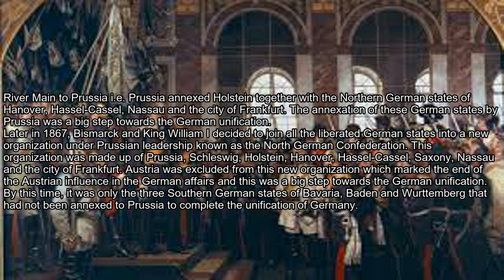Later in 1867, Bismarck and King William I decided to join all the liberated German states into a new organization under Prussian leadership known as the North German Confederation. This organization was made up of Prussia, Schleswig, Holstein, Hanover, Kassel, Saxony, Nassau and the city of Frankfurt. Austria was excluded from this new organization, which marked the end of the Austrian influence in the German affairs, and this was a big step towards the German unification. By this time, it was only the three southern German states of Bavaria, Baden and Württemberg that had not been annexed to Prussia to complete the unification of Germany.